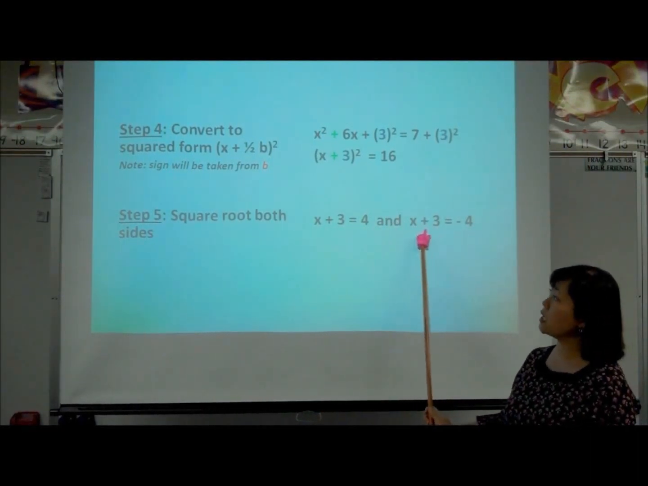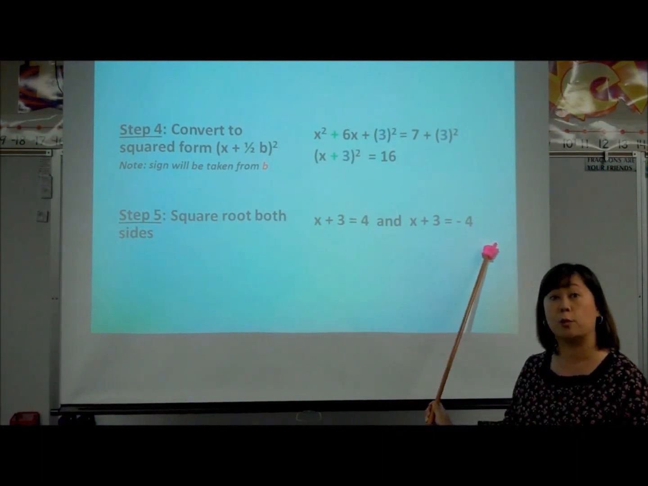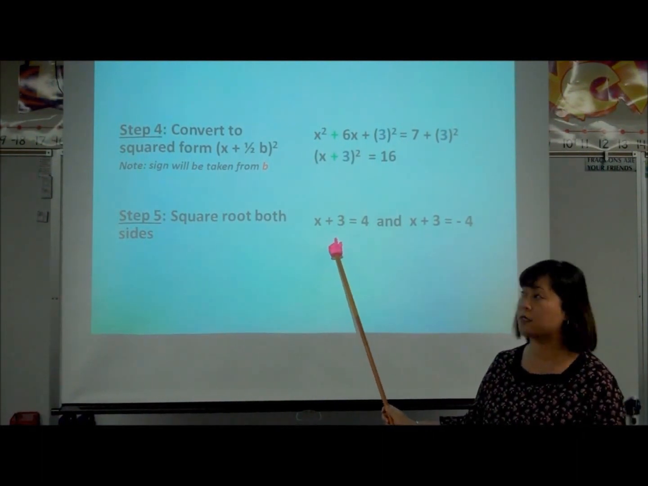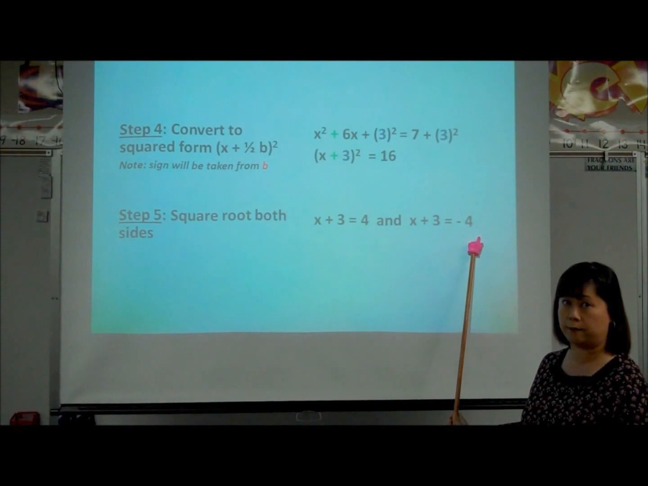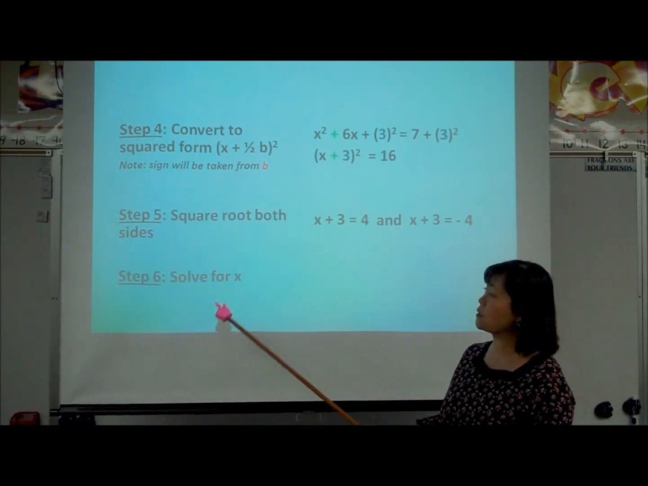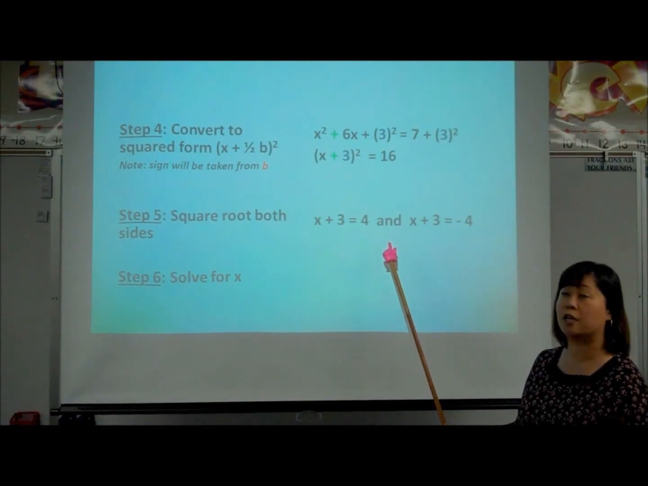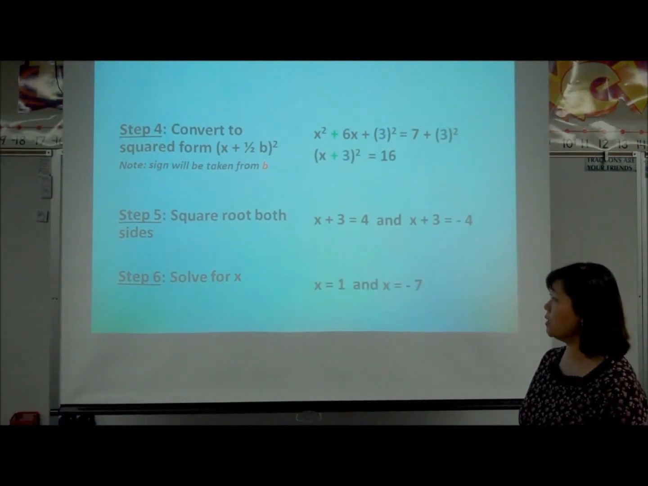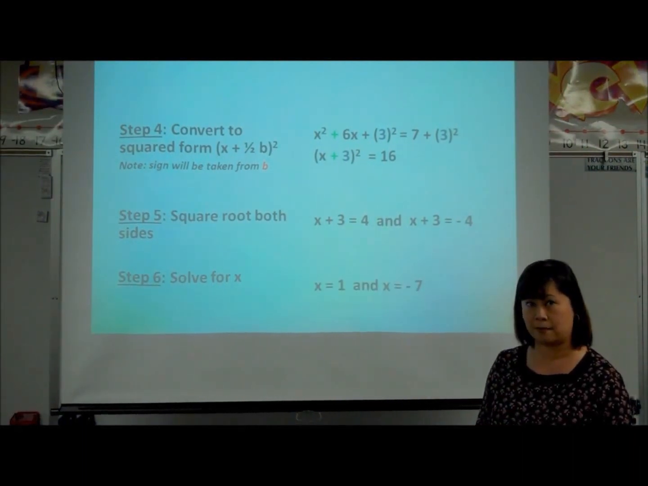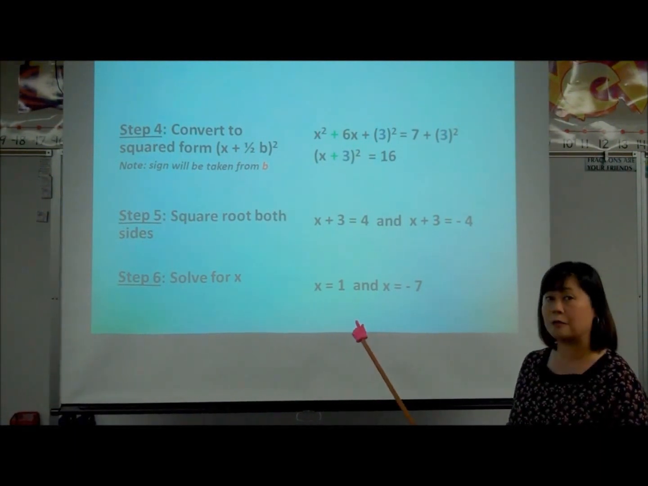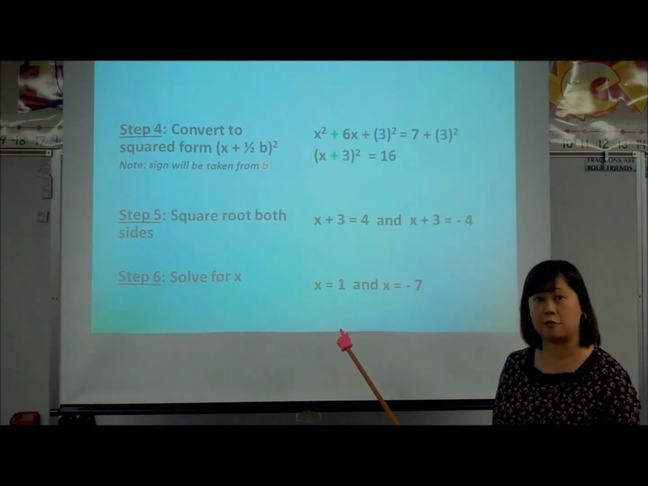And again, this right here is because when we look for the roots, there are 2 answers on the roots. That's why there's a plus and a minus 4. Okay? The last step then is to solve for x. So we're going to bring 3 over to the other side of the equal sign, and we're going to have 2 answers. X equals 1 and x equals negative 7. Okay? So that was the completing the square, just a review from Algebra 1 and Algebra 2.